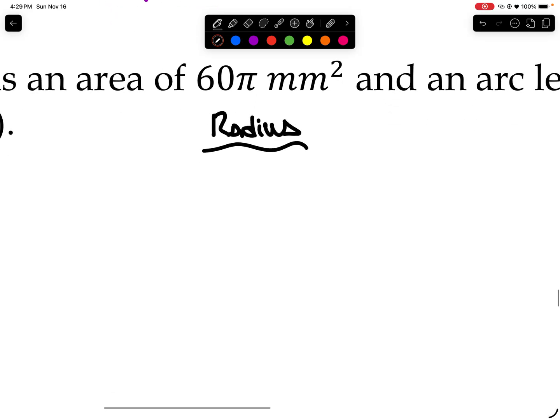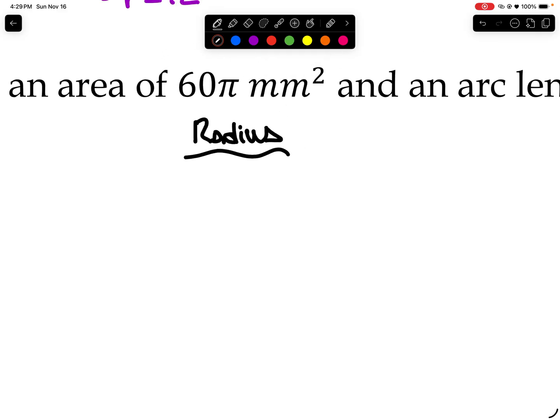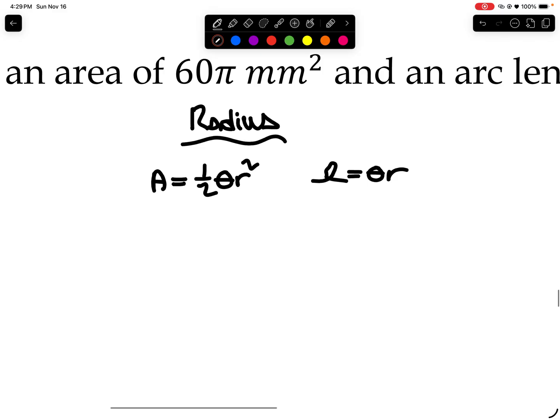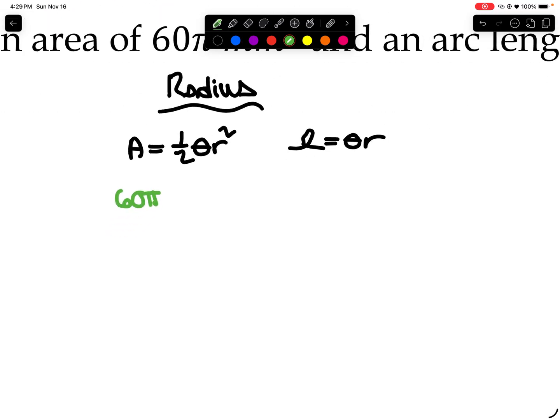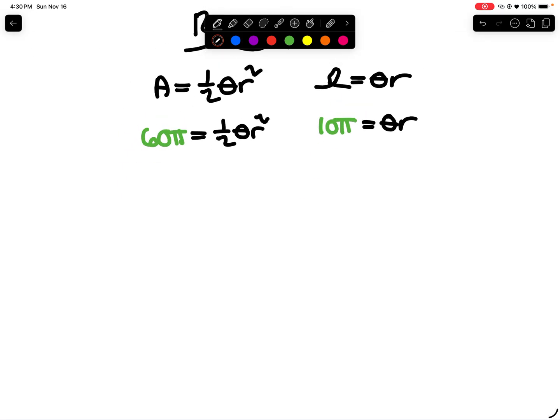So with the radius, we're going to work with both formulas. I know the area of the sector is going to be 1/2 theta r squared, and I know the arc length is going to be theta times r. Now, from what's given to me, I know that the area is going to be 60 pi, and I also know the arc length is going to be 10 pi. Now, what's going to happen here is I'm going to rewrite the area formula so that I can actually do a substitution with the arc length.